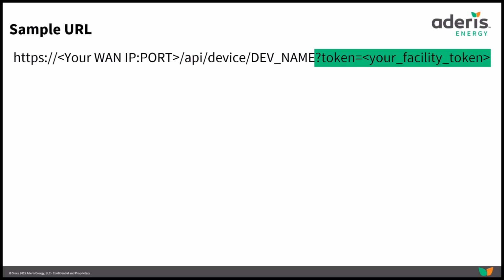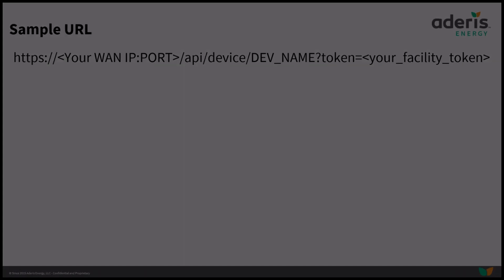Finally, query parameters serve as a method to include additional information within a URL. They adhere to a key equals value format and are appended to the URL following a question mark. The token key is an authentication token that the server uses to validate the request.